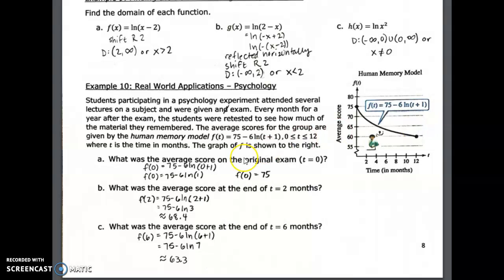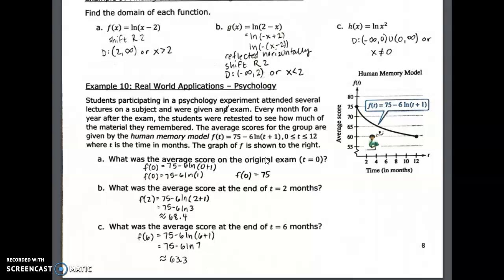The average score on the original exam, meaning after 0 months, was, if we plug in 0, 75 minus 6 ln 0 plus 1. We simplify that, we get the natural log of 1. Remember, that becomes 0, so it becomes 75 minus 0, or just 75.